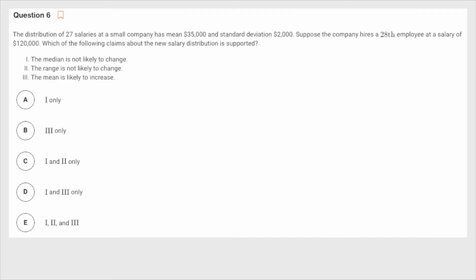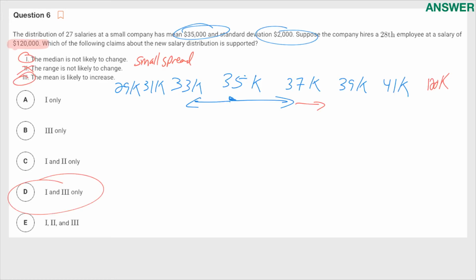So the first one gives you 27 salaries with a mean and a standard deviation, adds a 28th employee, and asks you about some measures of center and variability properties. If they give you a center and a spread, it's not a bad idea to draw a very brief sketch of what's going on. 35,000 is in the center, going up 3 standard deviations and down 3 standard deviations is going to be pretty much the entire distribution regardless of shape.